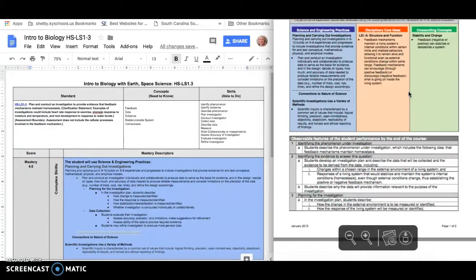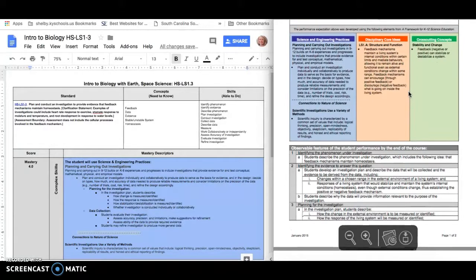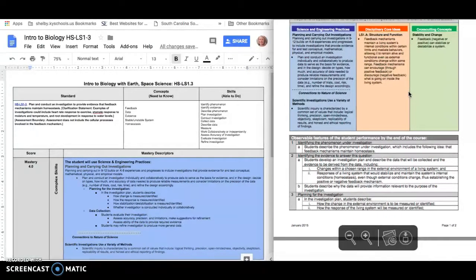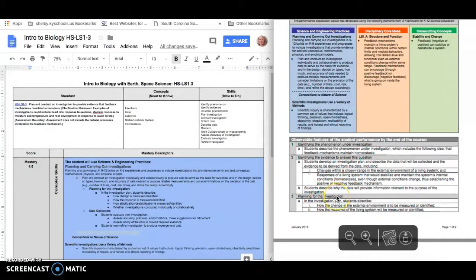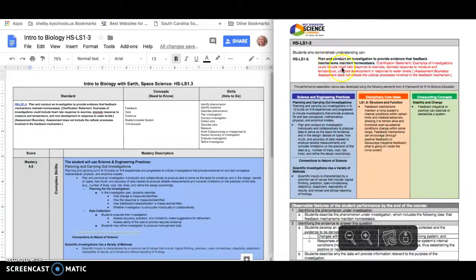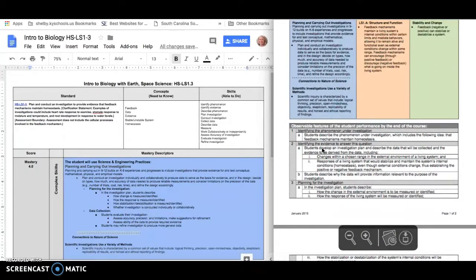My hunch, just from how these are set up, is usually that number 3, planning for the investigation, is going to go in the blue simply because of the way this one is laid out. So I'm going to spend a little bit of time in 1 and 2 to see where this might fit.